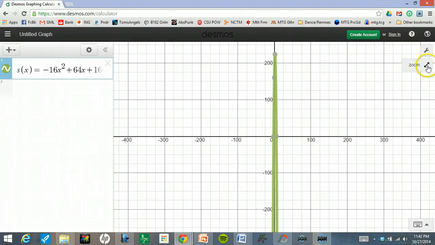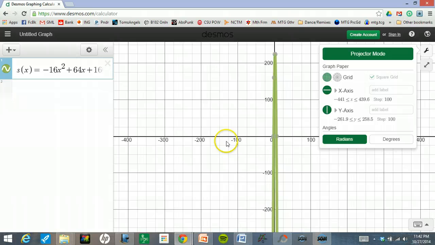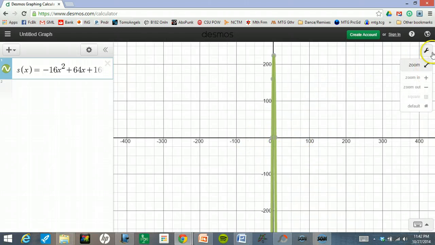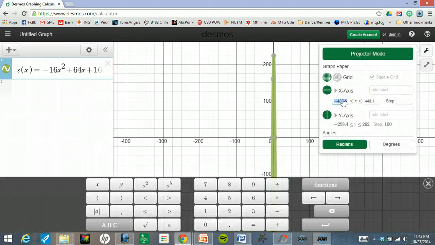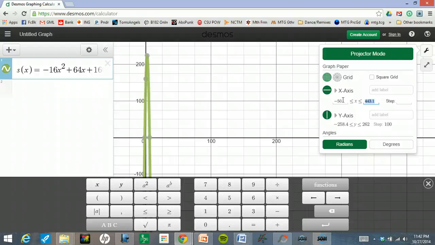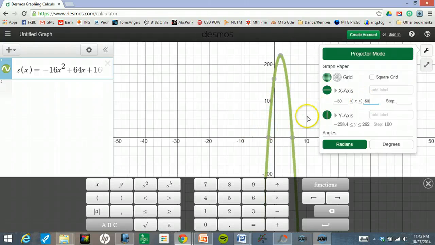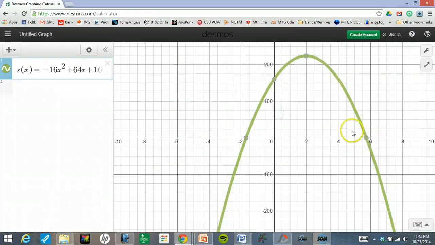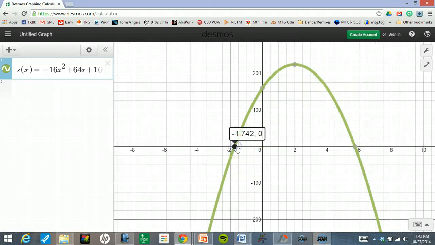It's not a great picture, so I do have to adjust the window a little bit. I can see just from this graph that I really don't need anything past negative 50 and positive 50. So let me change the window a little bit to get a better picture. I want the minimum to be negative 50, the max to be positive 50. That's a little better. Actually, looking at this graph now, I know I really don't need to go anything less than negative 10. So let me readjust this one more time. And that's a better looking graph. So adjusting the window here, our zeros are negative 1.742 and 5.74.